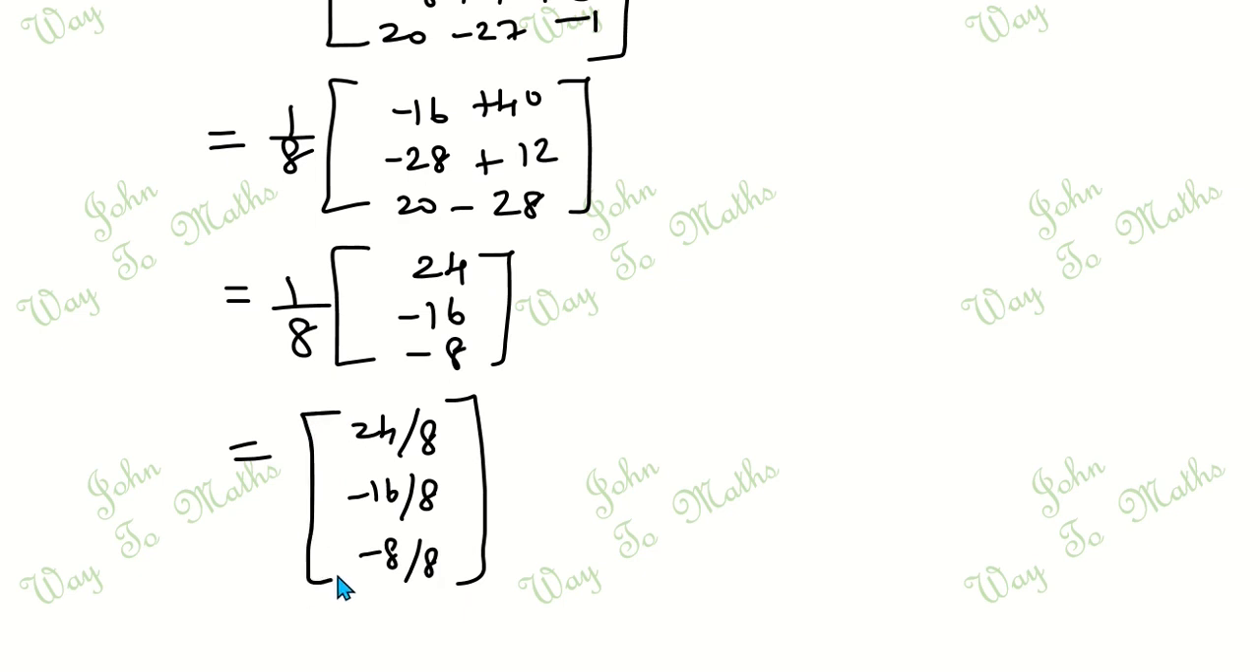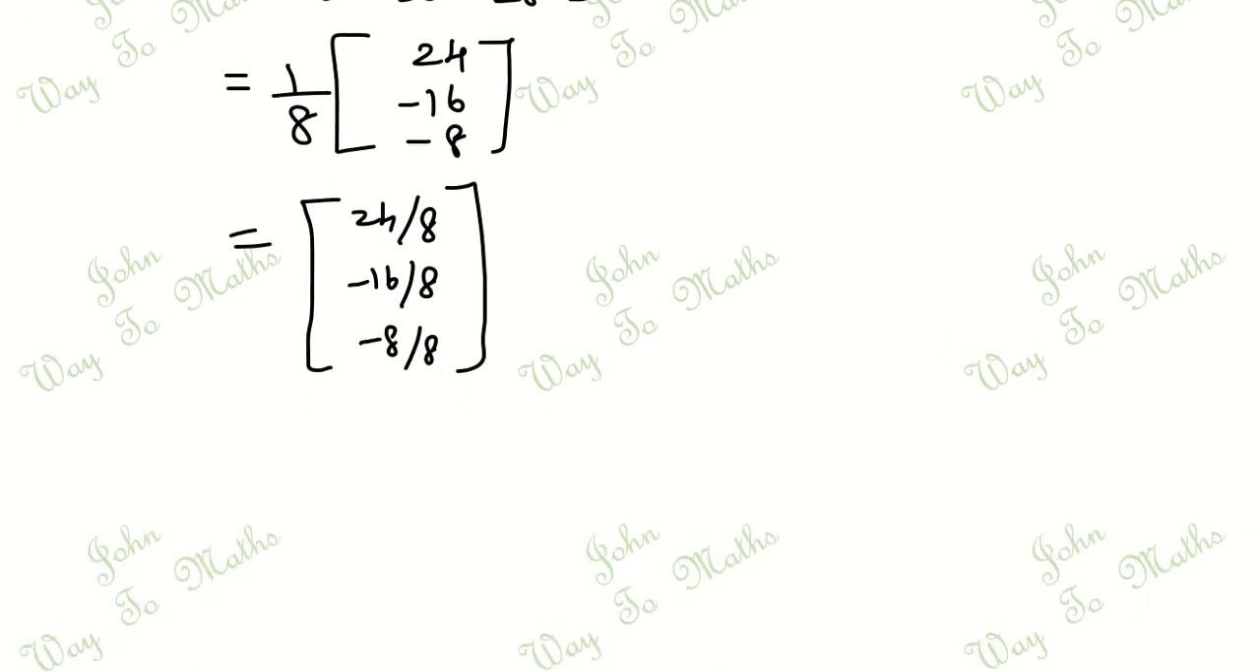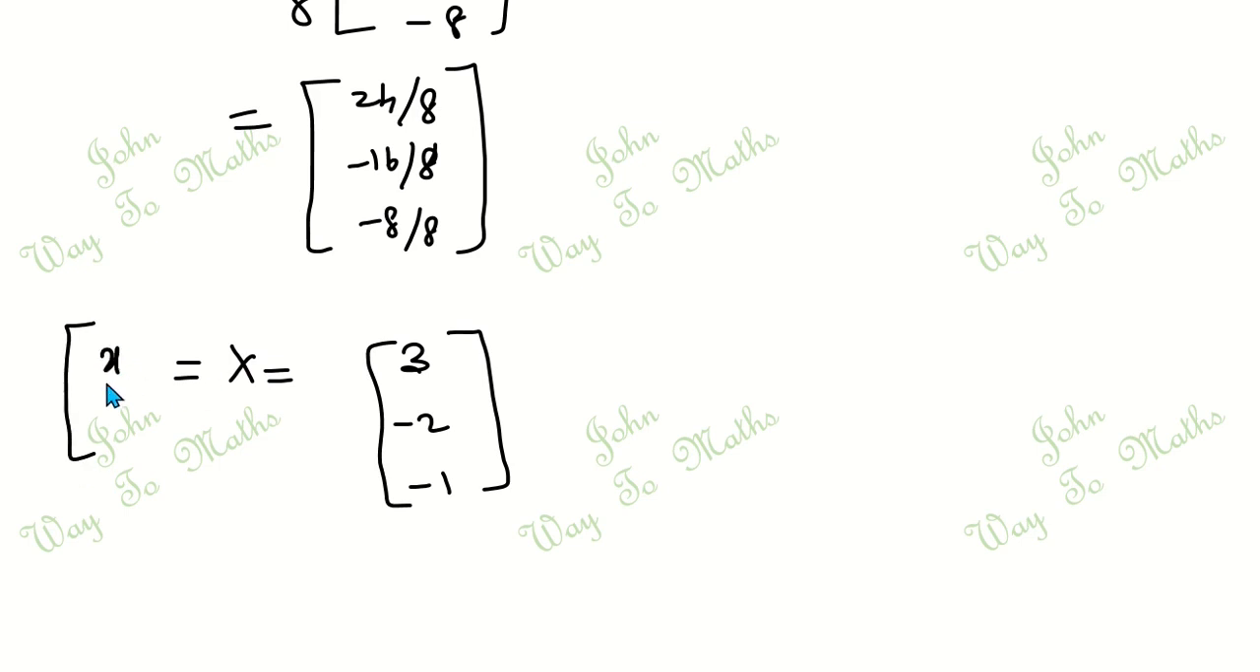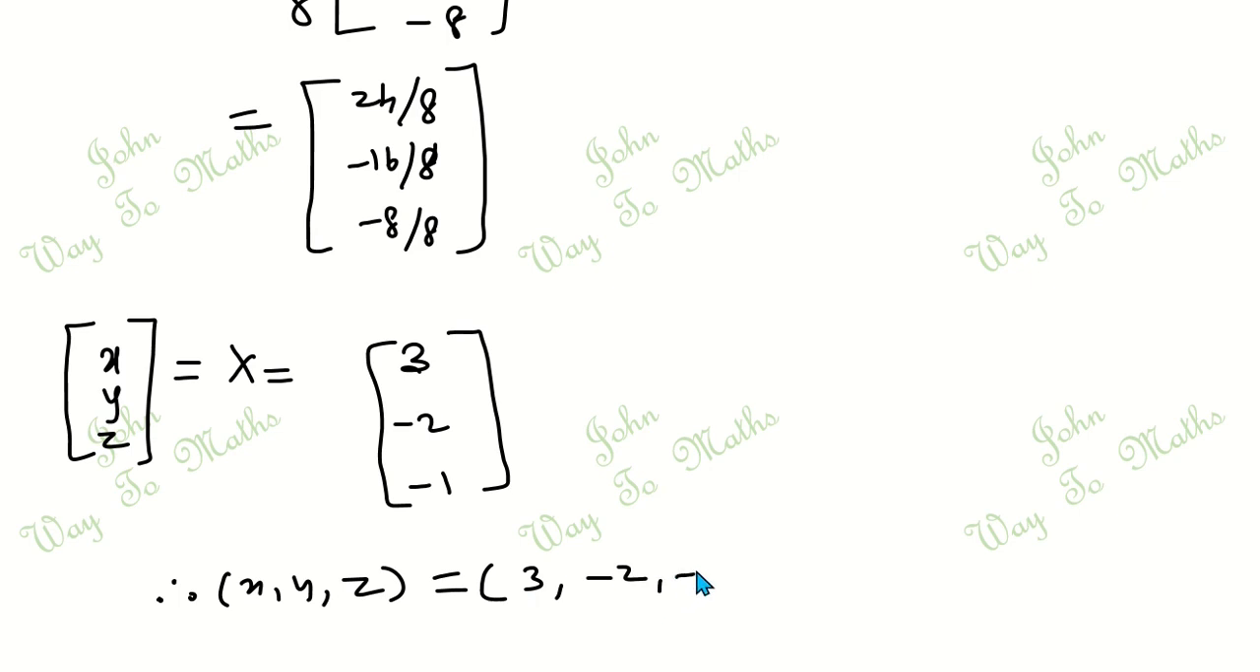Then which is equal to: 1 eights are 8, 3 eights are 24. Then 1 eights are 8, 2 eights are 16, so minus 2. So 1 eights are 8, so minus 1 is the X matrix. So the X matrix becomes the small x y z matrix. Therefore x, y, z becomes 3, minus 2, minus 1.